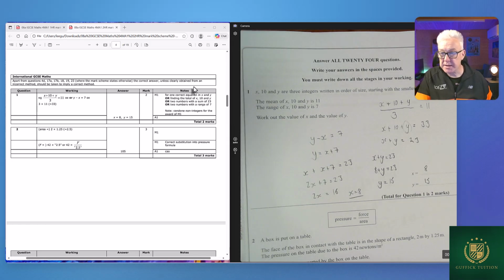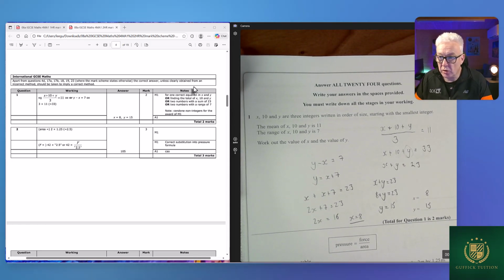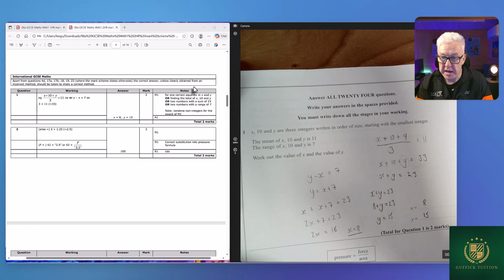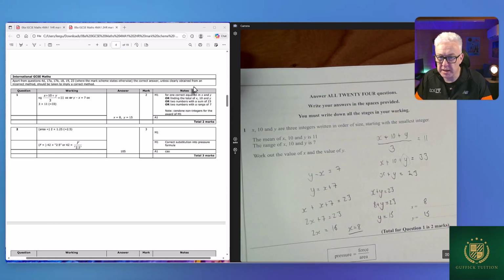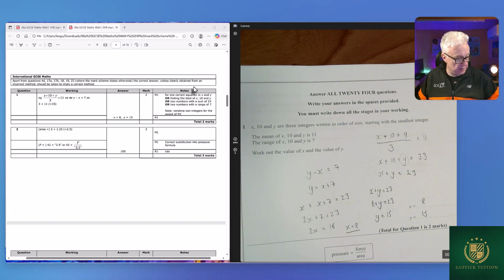So it says in this question that x, 10 and y are 3 integers written in order of size starting with the smallest integer. The mean of x, 10 and y is 11 and the range of x, 10 and y is 7. Work out the values of x and y. Okay, so first of all, let's think about the mean.